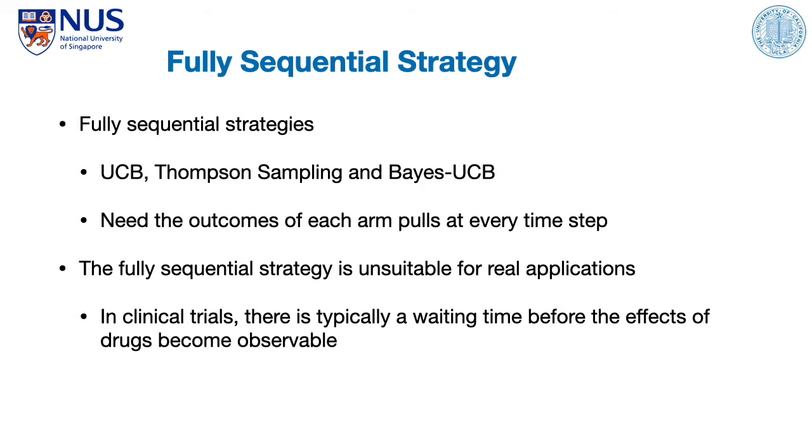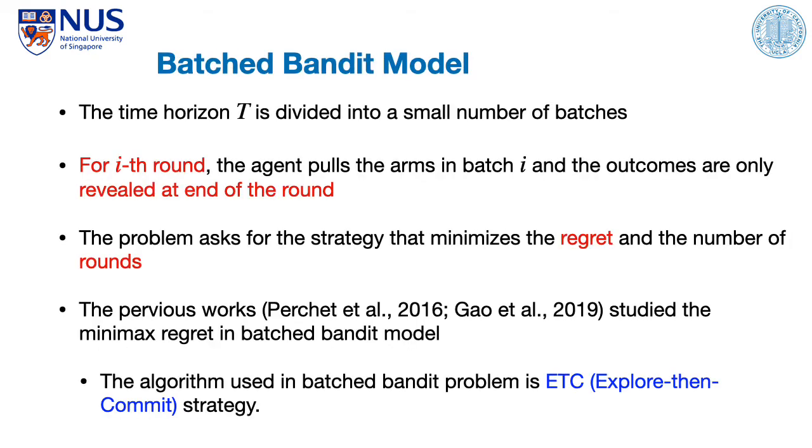However, all these strategies are fully sequential, which means that they need the outcome of each arm pull at every time step. This is not suitable in real applications. For example, in drug tests, there is typically a waiting time before the effects of the drugs become observable. To solve this problem, we need to use the batched bandit model. In the batched bandit model, the time horizon T is divided into a small number of batches. For the i-th round, we pull all the arms in the i-th batch, but the outcomes are only revealed at the end of the round.